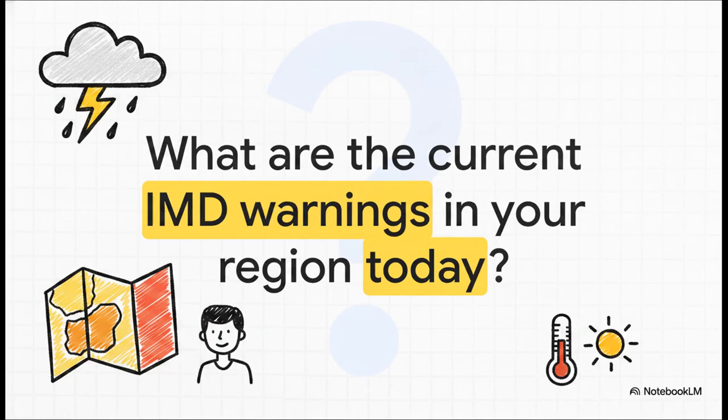To wrap up our explainer today, I want to leave you with a really practical thought. Based on everything we've learned today, from the layers of the troposphere all the way down to the objective data measured by the IMD, what are the current weather warnings in your own region right now? I highly encourage you to check the map today, look out for those yellow, orange, or red zones, and see exactly how the science of weather is impacting your world at this very moment.